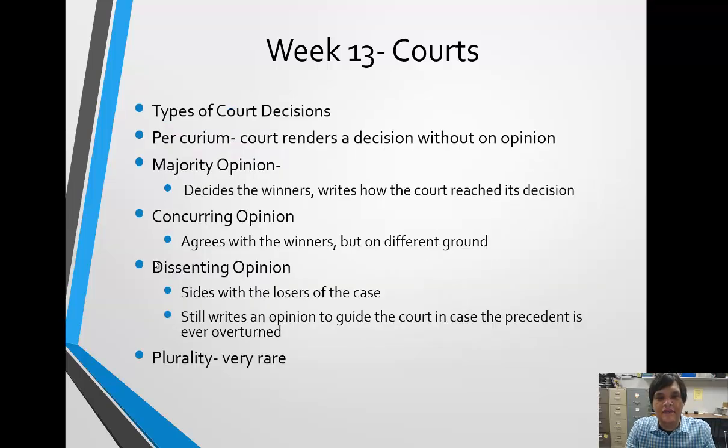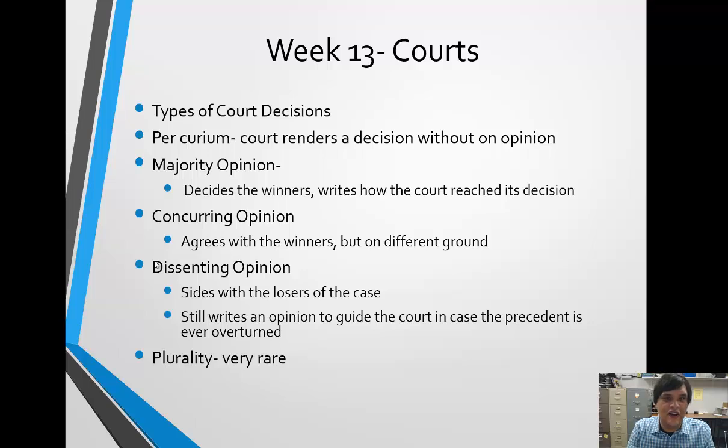And then finally, with Supreme Courts, we talked about the different types of court decisions. We talked about a per curiam decision, where the court renders a decision without an opinion, which almost never happens. What usually happens is that you're going to have a majority opinion, and then you're going to have a dissenting opinion. A majority opinion is the one that decides the winners. They write how the court reaches its decision ultimately. The concurring opinion is where you may agree with the winners, but on a different basis or on different grounds. And then the dissenting opinion is the one that sides with the losers of the case.